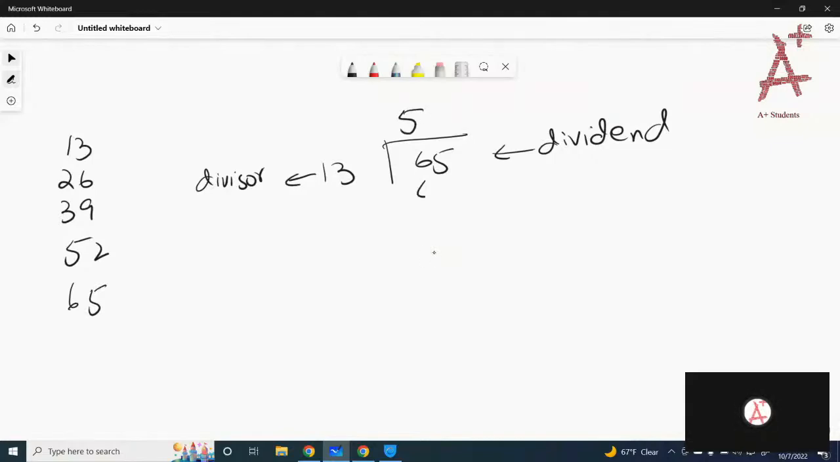Got it? Please make sure before doing the division you must be perfect with multiplication. The tables actually. Got it? Okay, so 13 times 5 is 65.